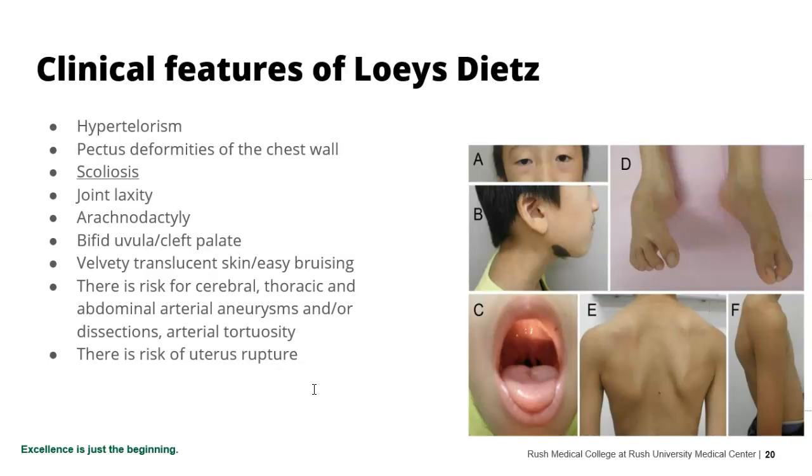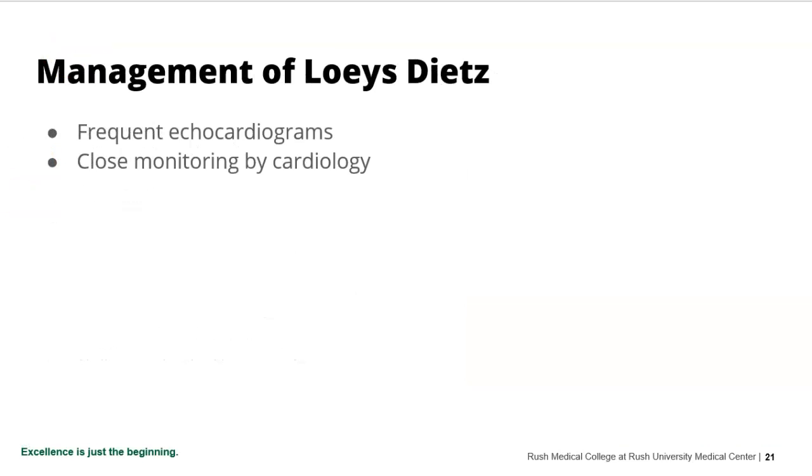But the scary stuff is there's risk for cerebral, thoracic, abdominal aortic aneurysms and dissections, and the arteries are tortuous. There's also a risk of uterine rupture during pregnancy. So this disorder, to me, the scariest connective tissue disorders are Ehlers-Danlos type 4 and Loeys-Dietz. I know a lot of 70-year-olds that have Marfan syndrome. I don't know a lot of 70-year-olds with Loeys-Dietz. So management is frequent echocardiograms and very close monitoring with cardiology.